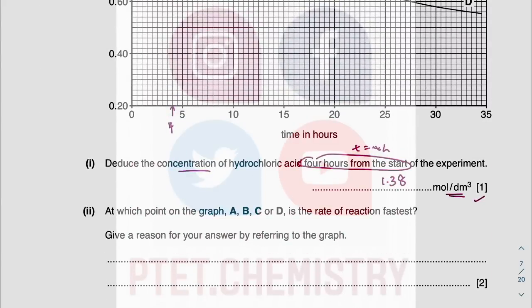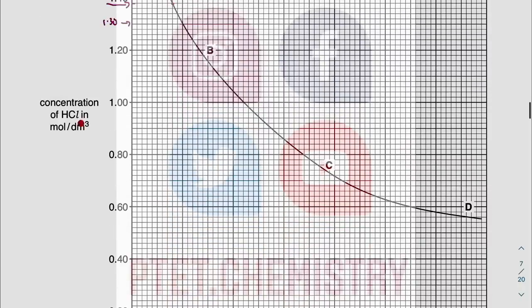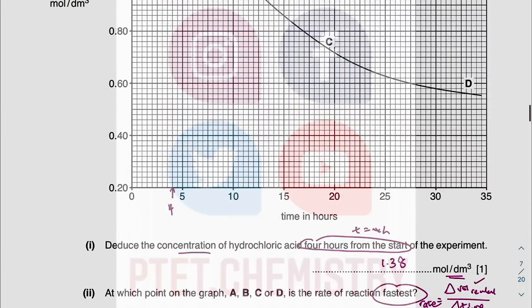At which point is the rate fastest? This is a change in volume of the reactant divided by time. That is equal to rate. Because here you're given, sorry, not the volume, the concentration.